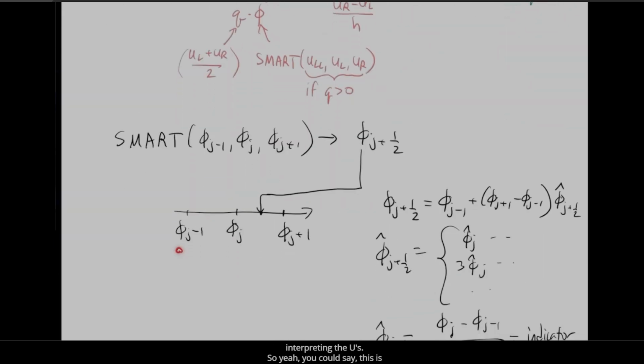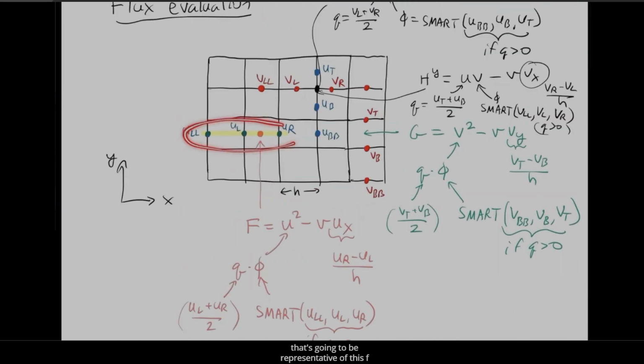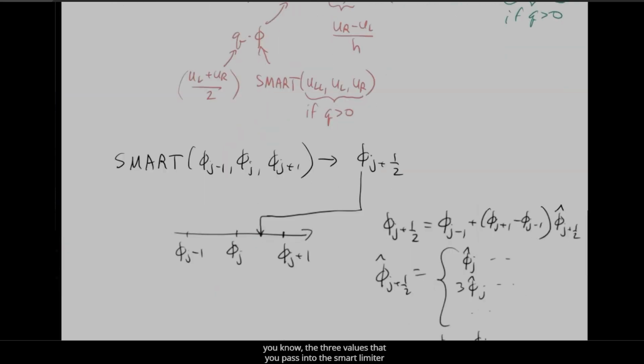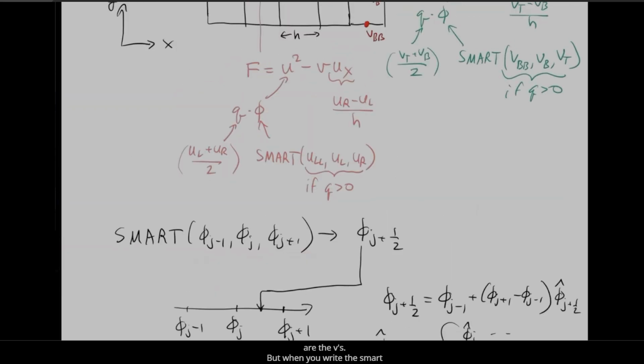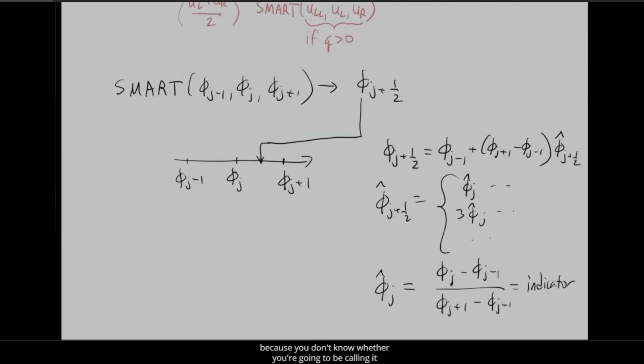So yeah, you could say this is like your ULL, UL, and UR. And then you're trying to get the value right in between, and that's going to be representative of this F evaluation. In the G evaluation, the 3 values that you pass into the smart limiter are the V's. But when you write the smart function, because you don't know whether you're going to be calling it with U's or V's, it's fine to use some other variable. So that's where we use actual phi.